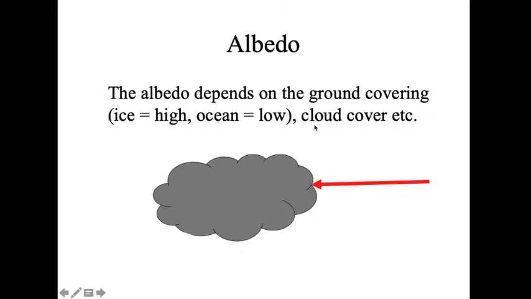So albedo will fluctuate on Earth. The albedo depends on the ground covering. So ice will be a high albedo, higher reflectivity. Ocean low because it's going to absorb more. Clouds, right? Clouds are often white, so they'll be similar to the ice. They'll reflect a bit more. And there's other factors as well, like the terrain on the Earth, rivers, lakes versus mountains, and this is kind of what we need to focus on, ice versus ocean.